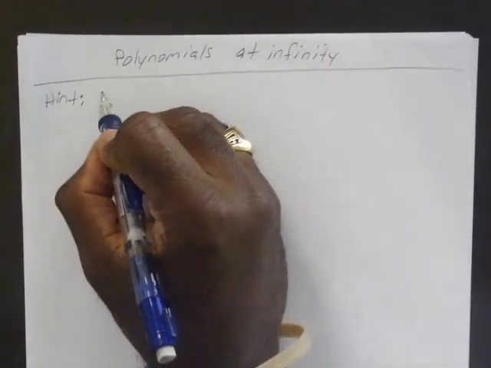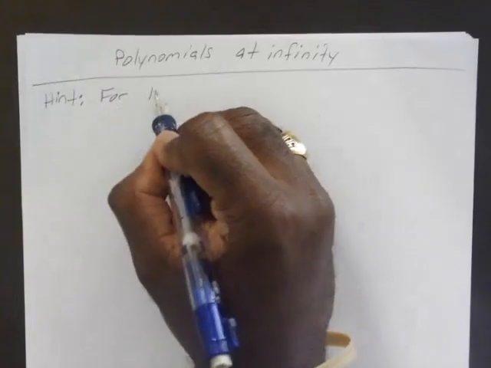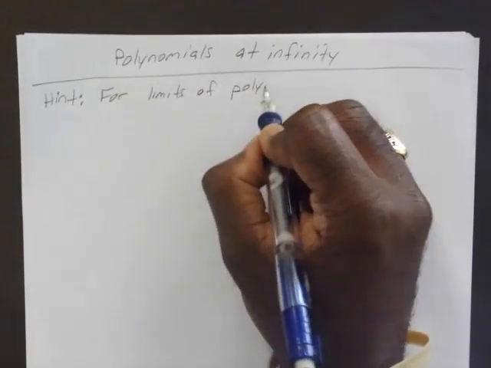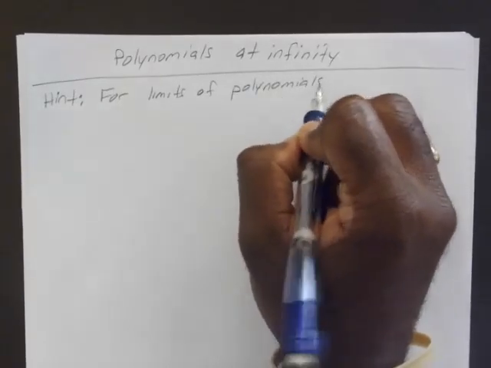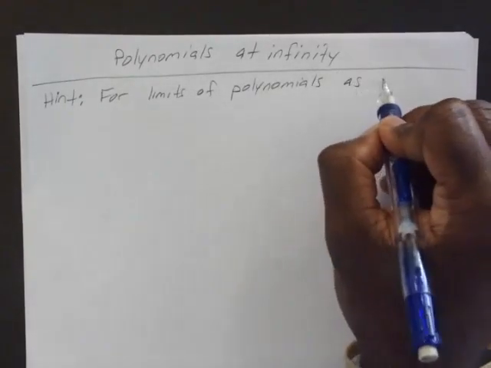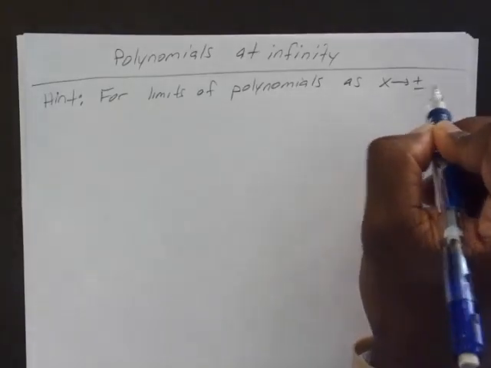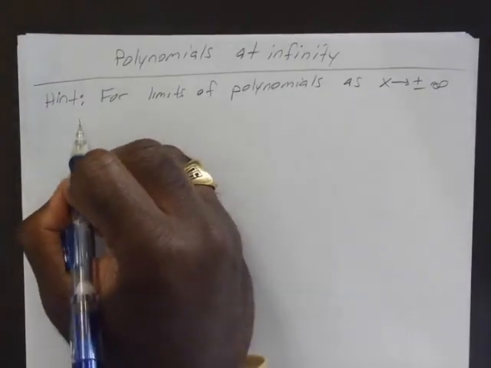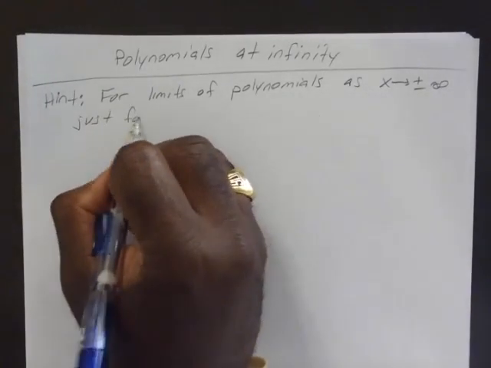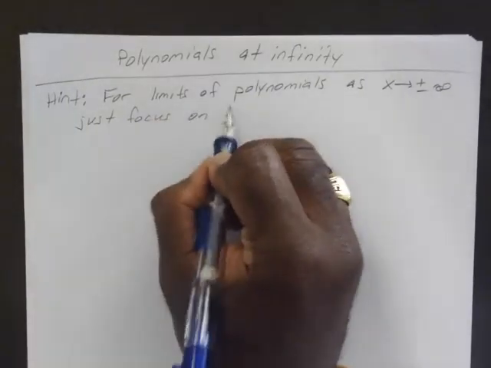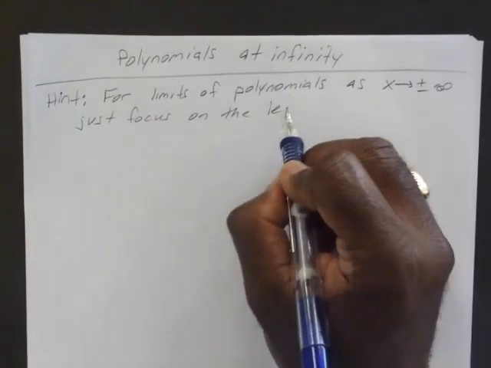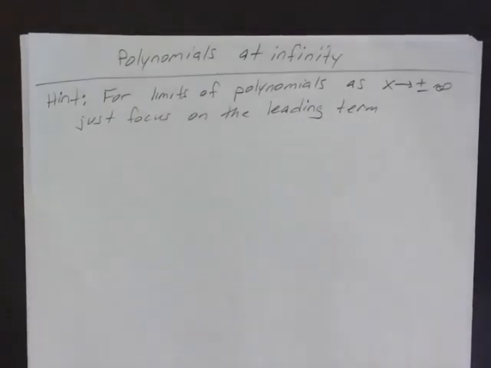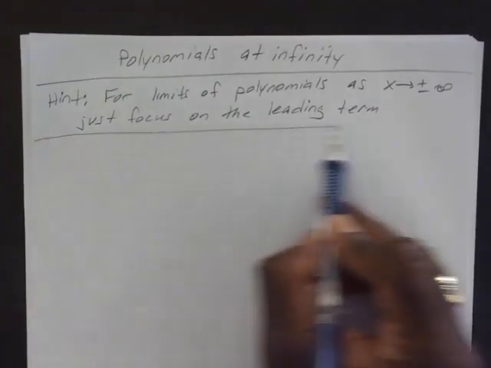Okay, but with this one, for limits of polynomials as x approaches either positive or negative infinity, same thing for both. We want to just focus on the leading term. That leading term tells us everything we need to know about the endpoints.